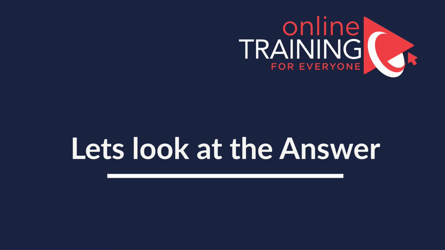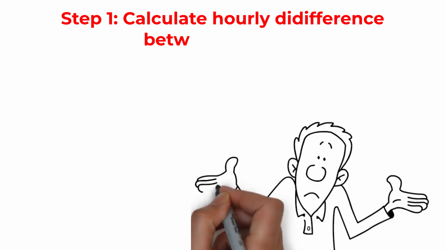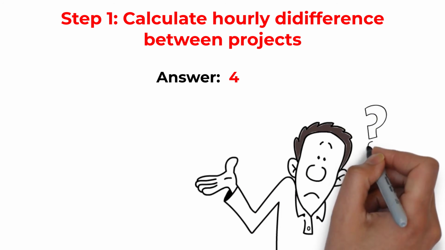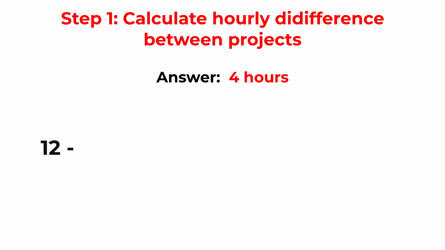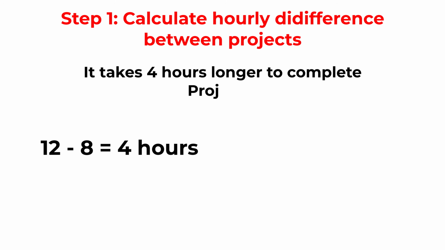To get to the correct answer, we first need to understand the difference in hours between the two projects. The difference is 4 hours, and it is calculated by subtracting 8 from 12. 12 minus 8 equals 4, and that is the difference between Project 1 and Project 2 hours.